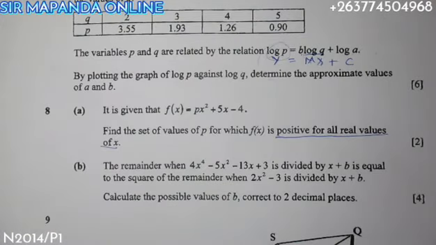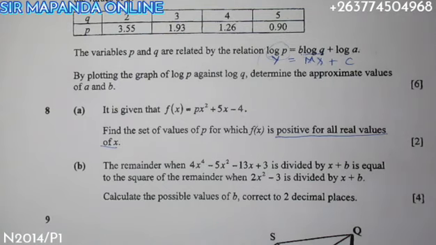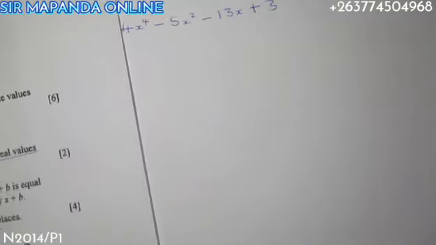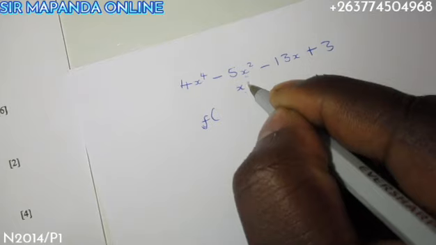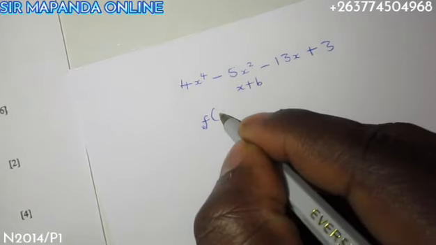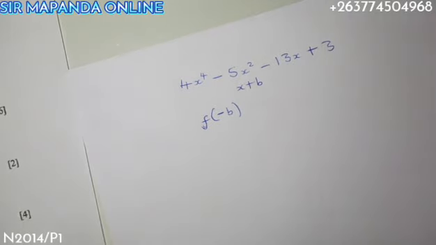The remainder when 4x to the power 4 minus 5x squared minus 13x plus 3 is divided by x plus b is equal to the square of the remainder when 2x squared minus 3 is divided by x plus b. Calculate the possible values of b correct to 2 decimal places, 4 marks. Right, so to find the remainder, since they are saying x plus b, the remainder is found by f of minus b. I hope you are following.